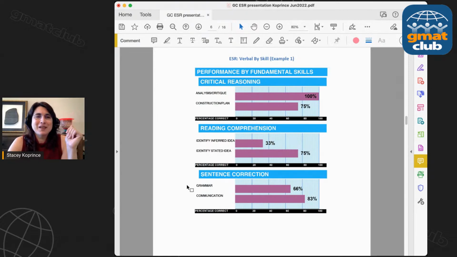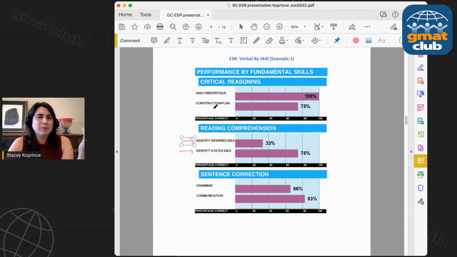And then the other thing is, as someone mentioned in their question earlier, I forget your name, sorry, but I saw it at the beginning: what does it mean if I need to work on analysis critique? Or what does it mean if I need to work on construction plan? What is that? Down in RC, this is more straightforward. Basically, this first one is inference questions, and I would call this pretty much everything else.